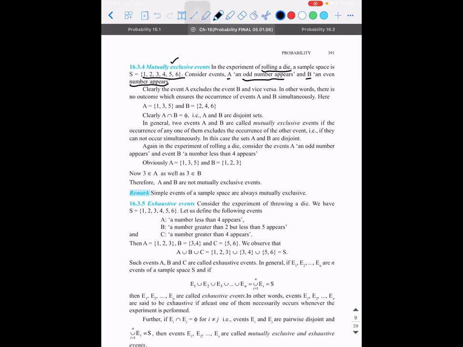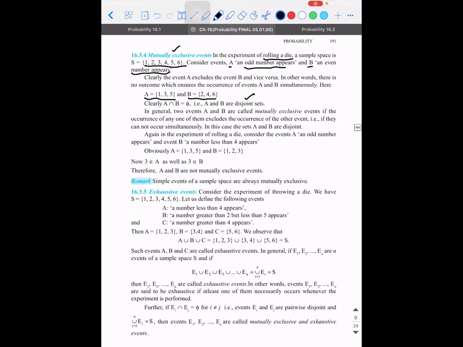Clear, guys? So when you write the event A in the set form, it is 1, 3, 5. Event B is 2, 4, 6. If I take the intersection between them, mathematically it is a null set. So A and B are said to be disjoint sets. So if there is nothing common between the two events that we have considered, then those two sets are said to be mutually exclusive events.